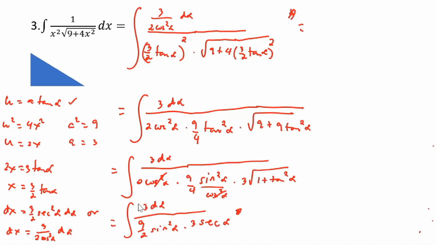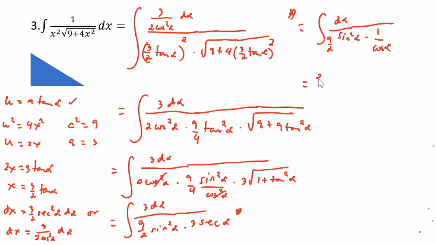So I have a numerator of 3. I also have a denominator of 3. So therefore 3 divided by 3 equals 1. So I can just write now here d alpha over 9 over 2 of sine squared alpha times secant alpha, which can be written as 1 over cosine alpha. So simplifying further, we still have a numerical value of 9 over 2. Since 9 over 2 is in the denominator, I will divide it from 1 divided by 9 over 2.